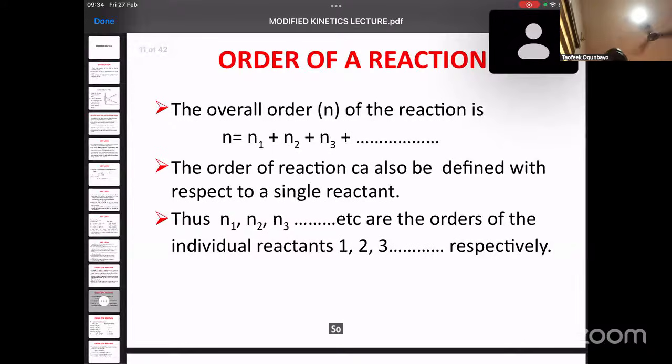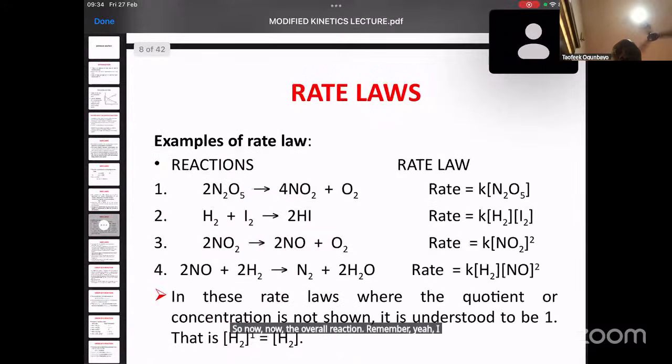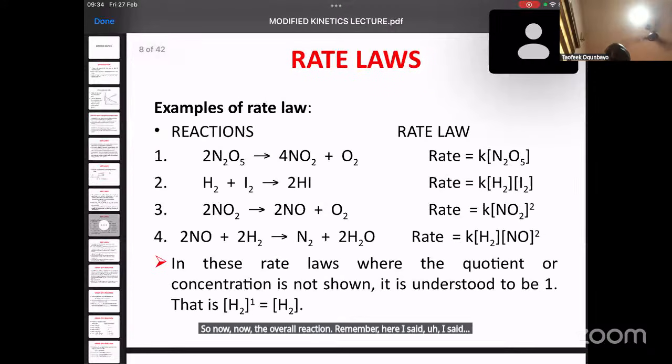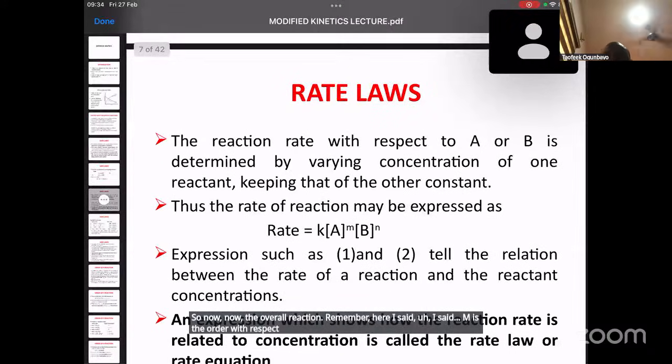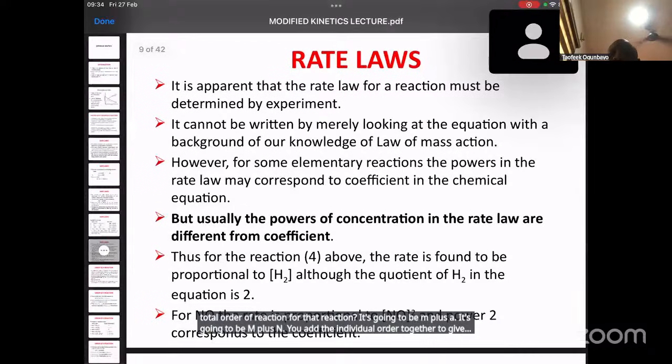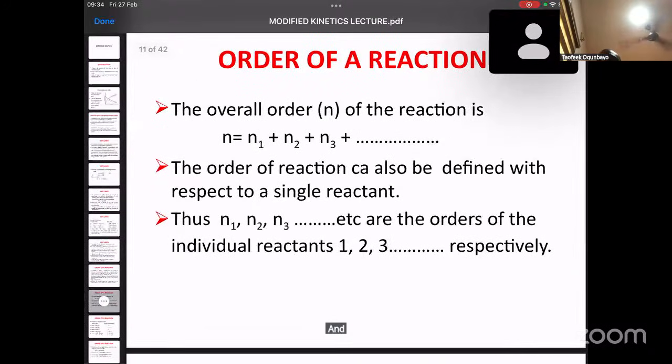So now the overall order of the reaction. Remember, M is the order with respect to A, N is the order with respect to B. What is the total order of reaction for that reaction? It's going to be M plus N. You add the individual orders together to give you the total order of reaction. And that is what this is saying.